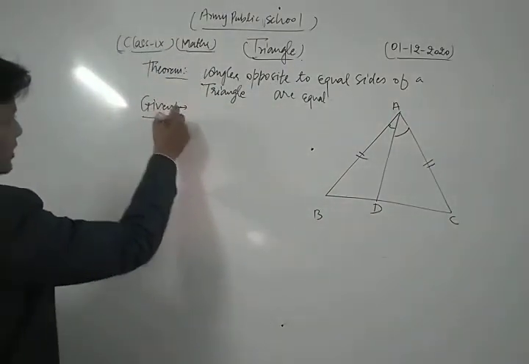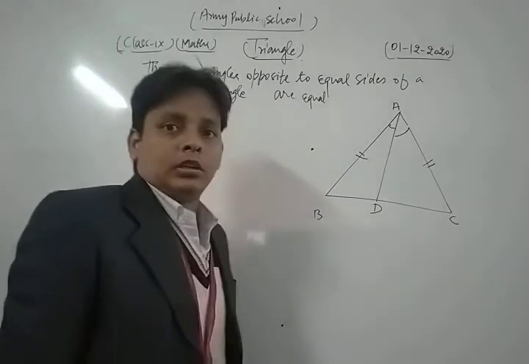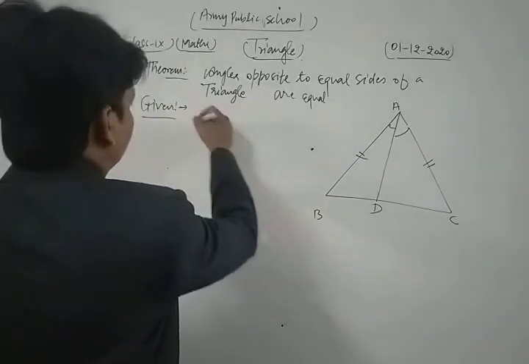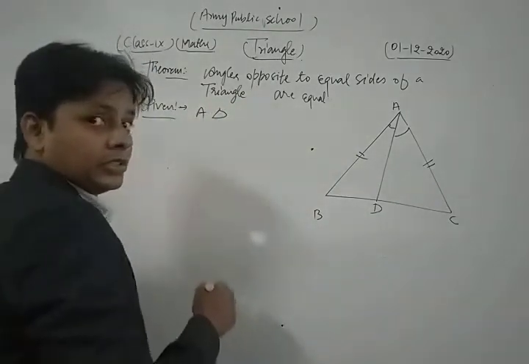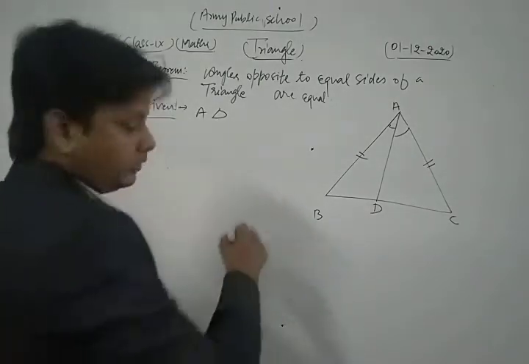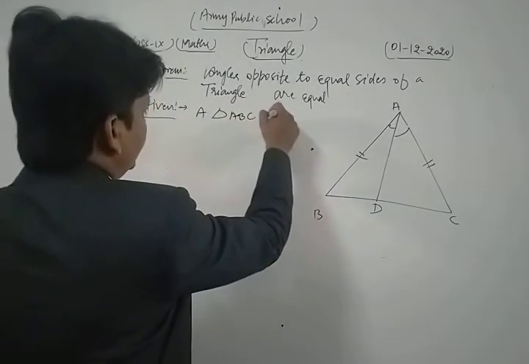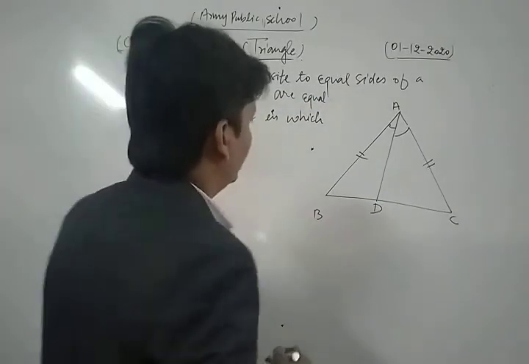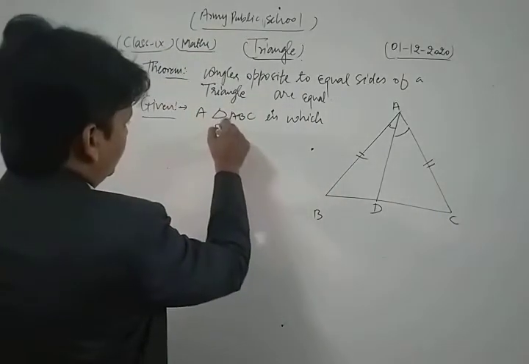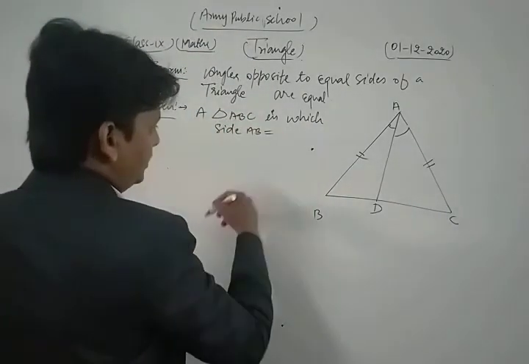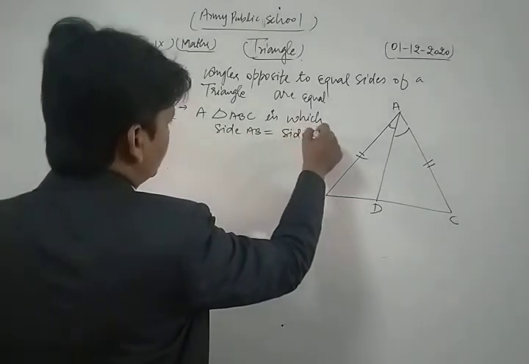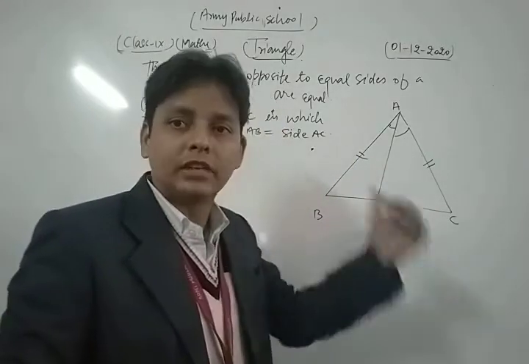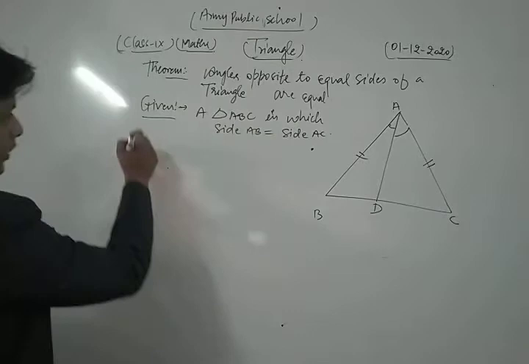What do we write in given, dear students? A triangle ABC in which side AB is equal to side AC. Okay, dear friends, here side AB is equal to side AC. This is given in our theorem.